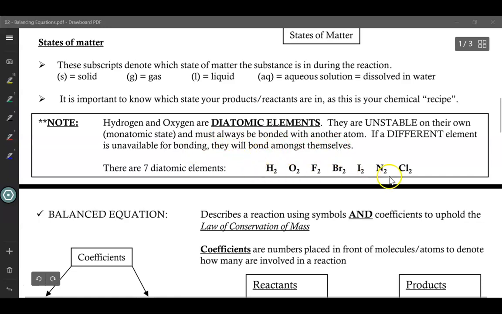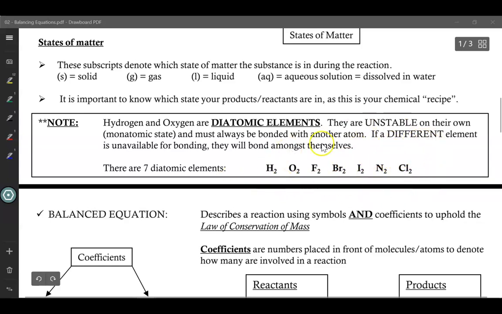So you must never write these 7 diatomic elements on their own. You'll never see it just as H or O or F, Br, I, N, Cl on their own. They'll always be H2, O2, F2, Br2, I2, N2, Cl2. They must be bonded with either a different element or themselves.